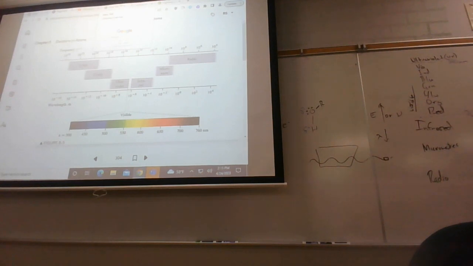White objects are going to pass all color. All these colors add up to white. All the colors of the rainbow.